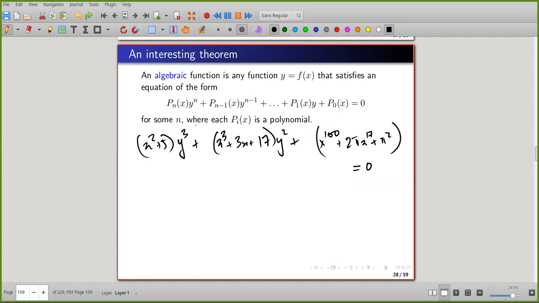And this can be any n. It does not have to be 3. I can cook up as many horrible examples as I want. Okay, so I hope the point is clear. Such functions are called algebraic functions.